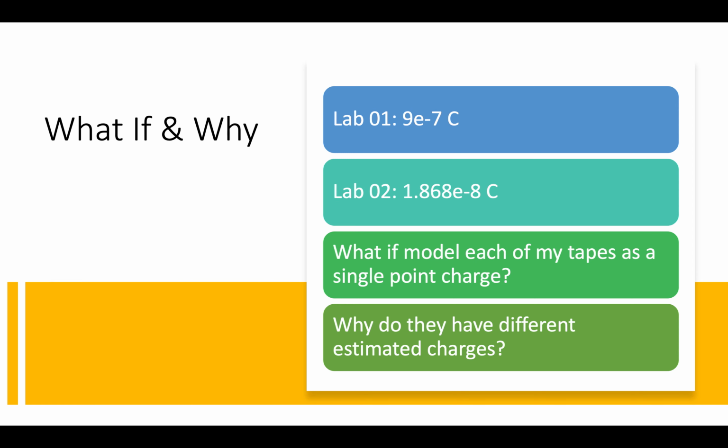And my Lab 1 charge was 9.9 times 10 to the negative 7 coulombs. And my Lab 2 estimated charge was 1.8678 times 10 to the negative 8 coulombs, which is slightly off. And they're different maybe because the procedure was not performed the same way as Lab 1.